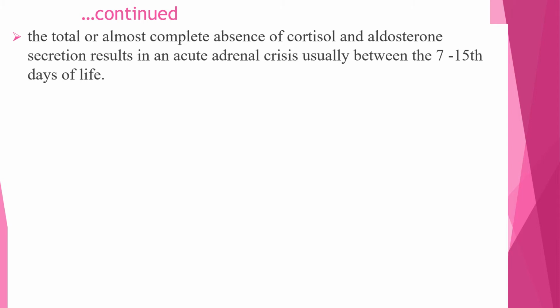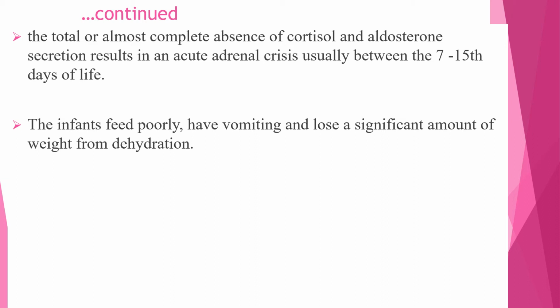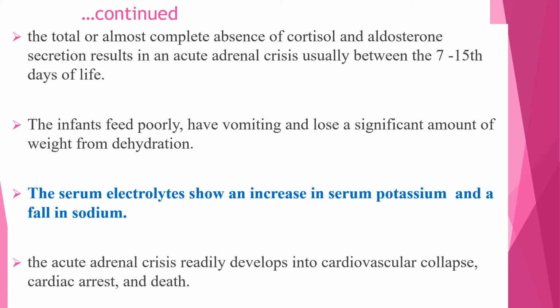The total or almost complete absence of cortisol and aldosterone secretion results in an acute adrenal crisis, usually between the 7th to 15th day of life. The infants feed poorly, have vomiting, and lose a significant amount of weight from dehydration during adrenal crisis. The serum electrolytes show an increase in serum potassium, or hyperkalemia, and a fall in sodium, or hyponatremia. The acute adrenal crisis readily develops into cardiovascular collapse, cardiac arrest, and even death.